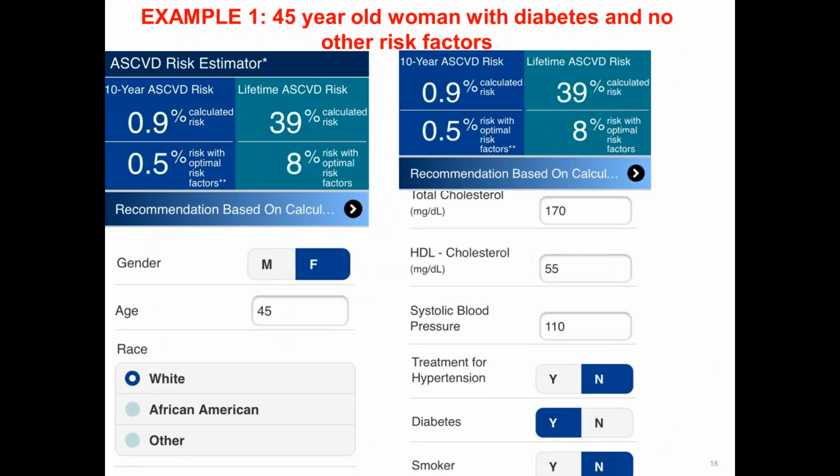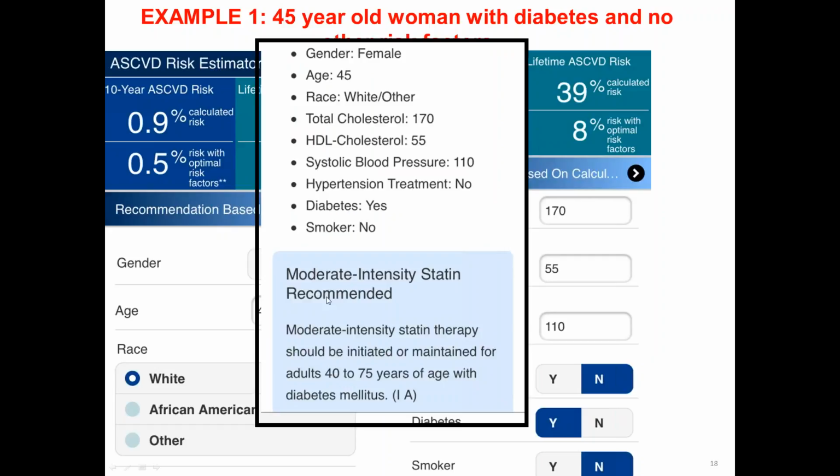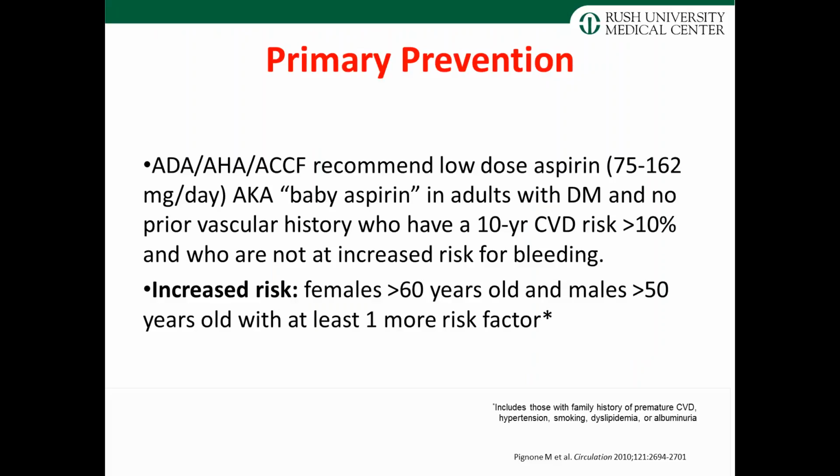In my example number 2, you have a 45-year-old woman with diabetes and no other risk factors. By just having diabetes alone, you increase that risk from 0.5% to 0.9%, and your lifetime risk from 8% to 39%. And in this patient, that's the only difference between this patient and the last one. They should get a moderate intensity statin. So when you have diabetes and you're between the ages of 40 and 75, you should really be discussing this with your doctor.